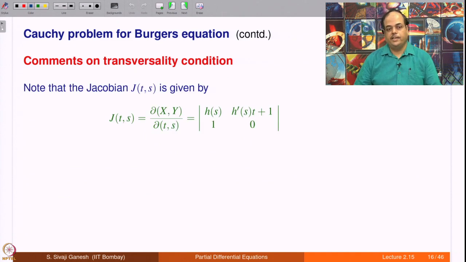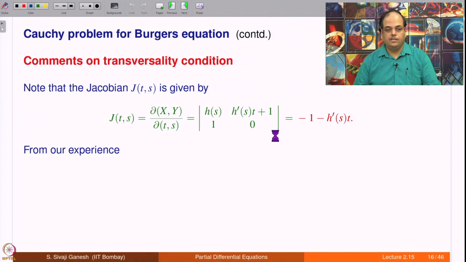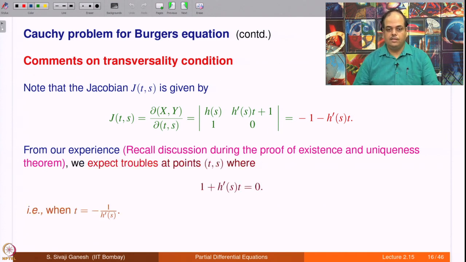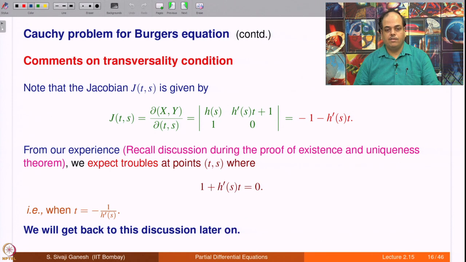Now, let us look at the transversality condition J(t,s), okay, which is the determinant of the partial derivatives of (x,y) with respect to (t,s), this. So, this turns out to be minus of 1 plus h'(s) t. From our existence and uniqueness theorem for Cauchy problems for quasilinear equations, if this is non-zero, no problem. If this is 0, troubles are to be expected. Where is it 0? Precisely when h'(s) t plus 1 equal to 0. From our experience, recall the discussion during the proof of the existence uniqueness theorem, we expect troubles at points where this happens. We will get back to this discussion later on.